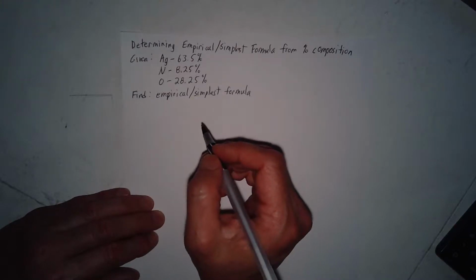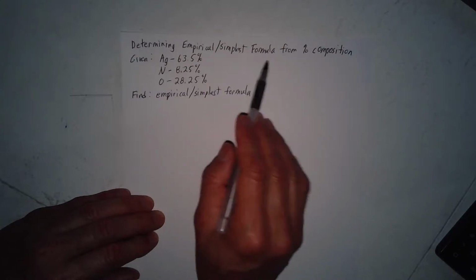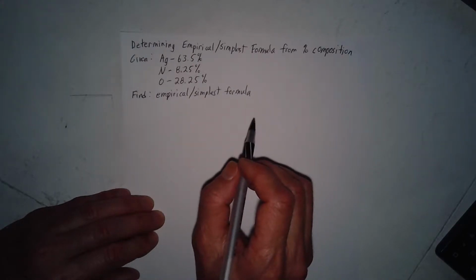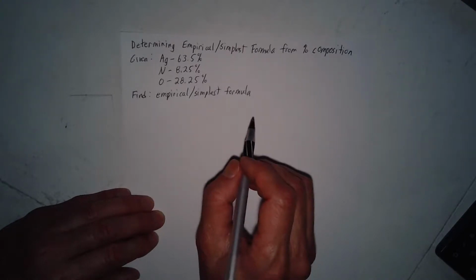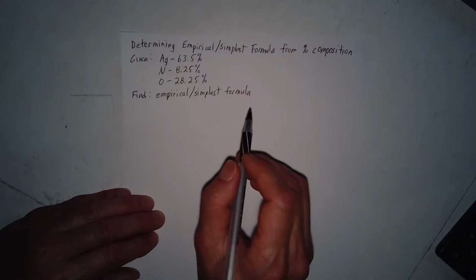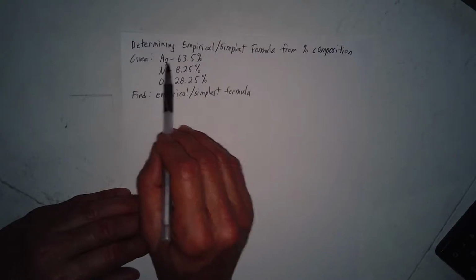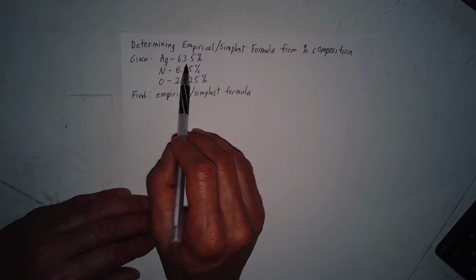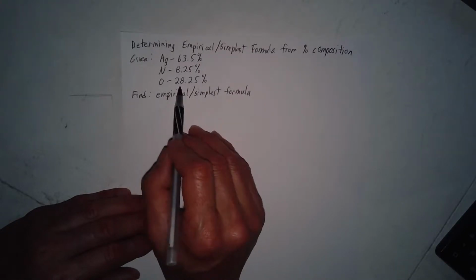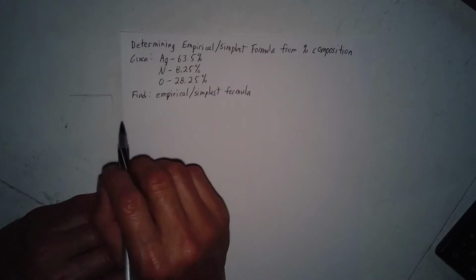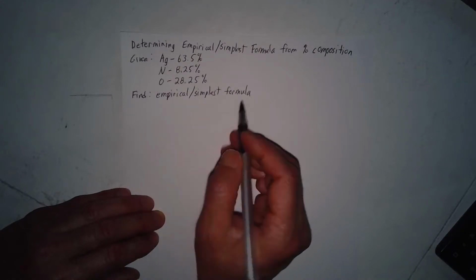This is Mr. pHong, and today I'm going to show you how to determine the empirical or simplest formula from percent composition of a compound. Let's say you have an unknown sample that you don't know what it is. You send it through an analyzer, and the analyzer tells you that the elements this compound has are silver, clocking in at 63.5%, nitrogen 8.25%, and oxygen 28.25%. But you don't know what the chemical formula is. You need to find what we call the empirical or simplest formula.